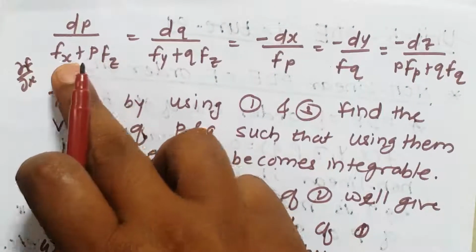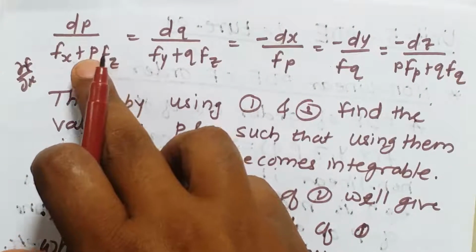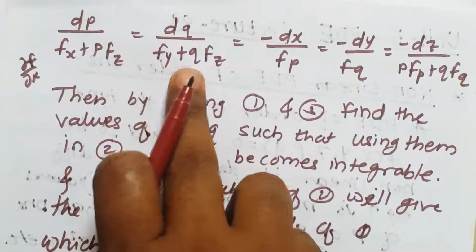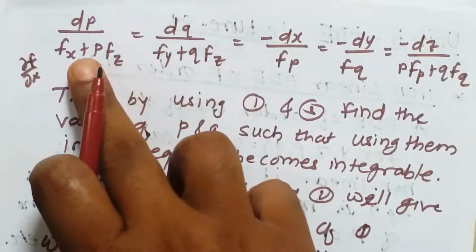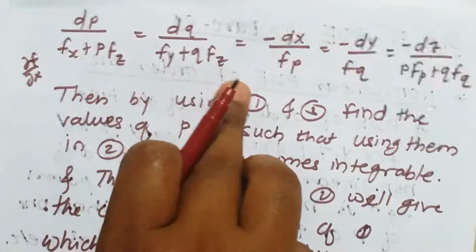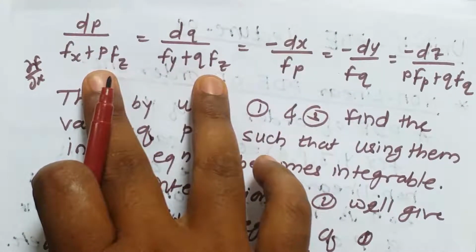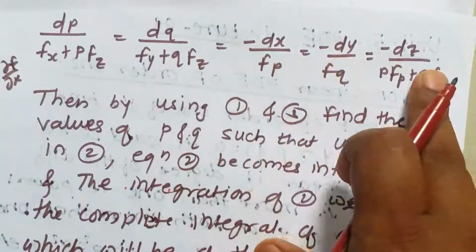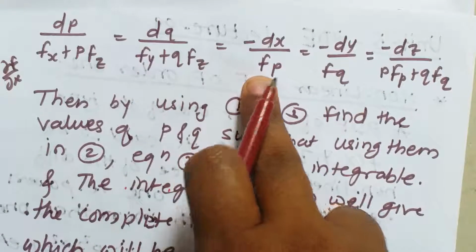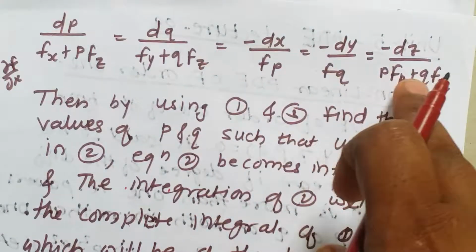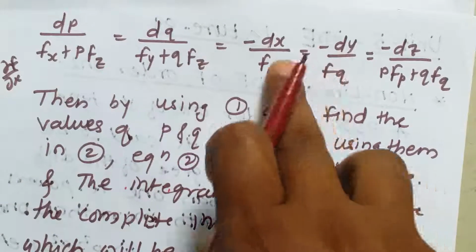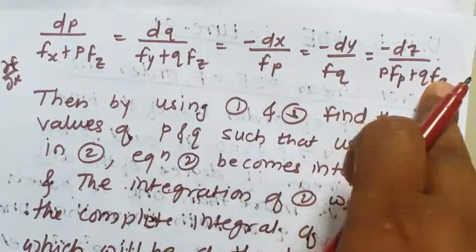Okay. So calculate this, and p is what? Del z by del x. The p we are going to keep as it is throughout the solution, equal to dq by fy plus q fz. Here with respect to x, here with respect to y. Here p, here q. Fz is common. These two terms you need to remember well. Equal to, now the next three ratios are negative: minus dx upon fp, minus dy upon fq, minus dz upon p fp plus q fq. So multiply this by p, this by q, add and write here p fp plus q fq.